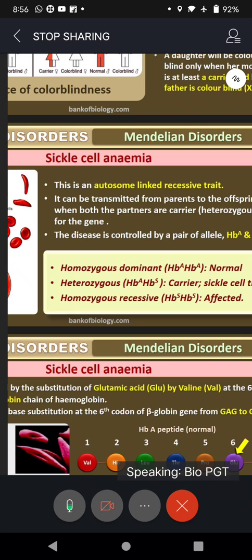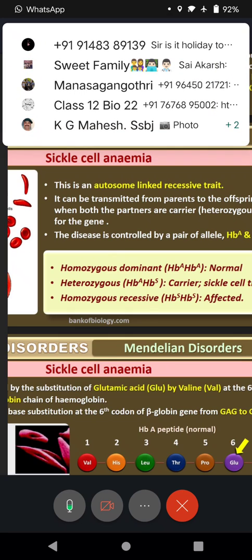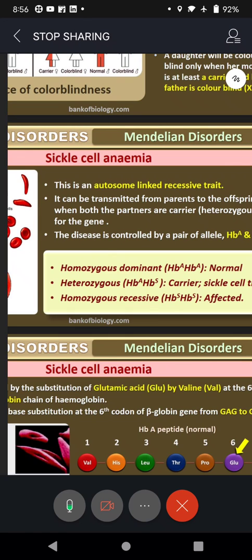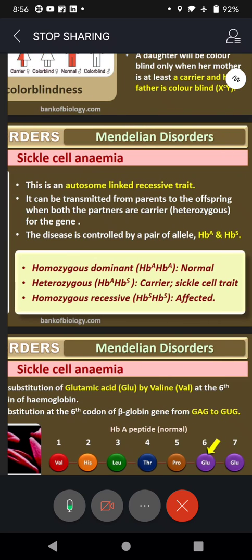Any autosome that has this recessive gene results in RBCs losing their shape. Instead of spherical RBCs, they become sickle shaped RBCs. So this is an autosomal disorder, and it can be transmitted from parents to offspring naturally. The condition is that both the partners are carriers, so they should be heterozygous.